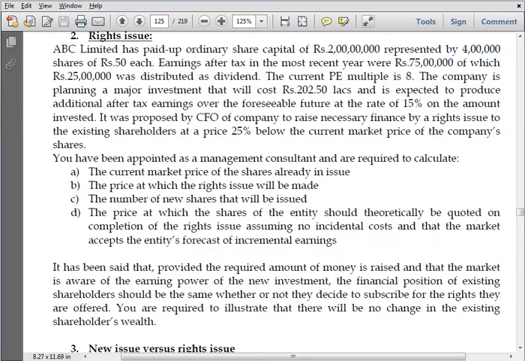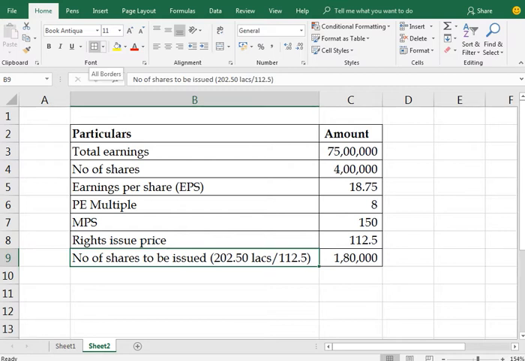30,375. Okay, this is what the project is going to earn. Now please listen. As a concept of finance, we just now calculated the market price. Our calculation was 75 lakh divided by 4 lakh. We got to the EPS and multiplied with the P/E multiple.